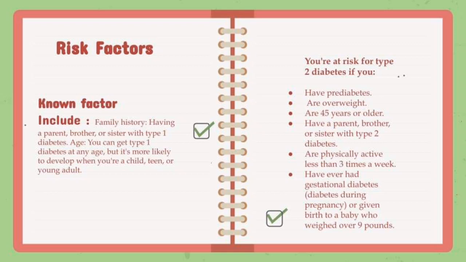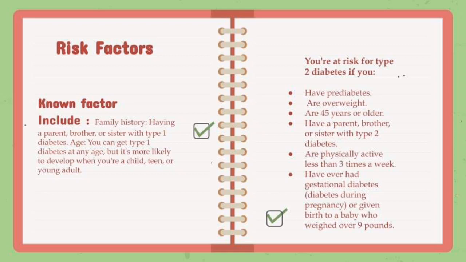And next, you're at risk for type 2 diabetes if you have these. Examples are having pre-diabetes, being overweight, being 45 years or older, having a parent, brother, or sister with type 2 diabetes, being physically active less than 3 times a week, and having ever had gestational diabetes.